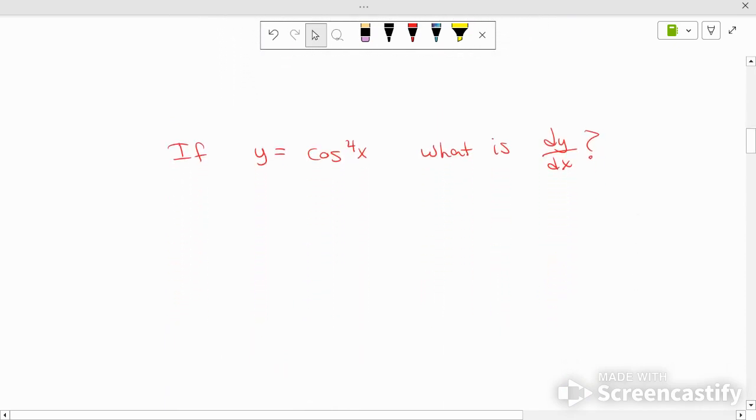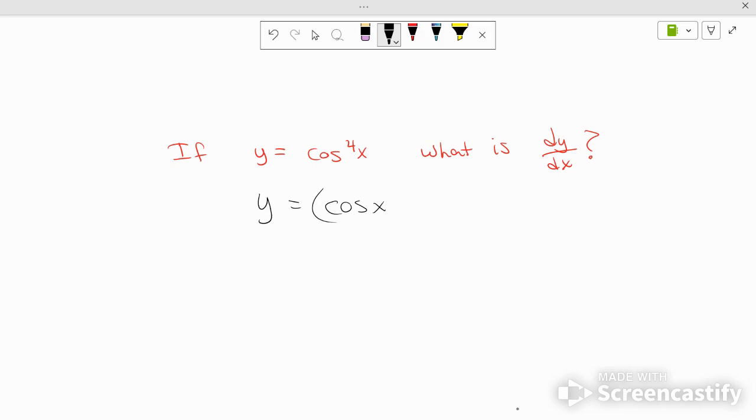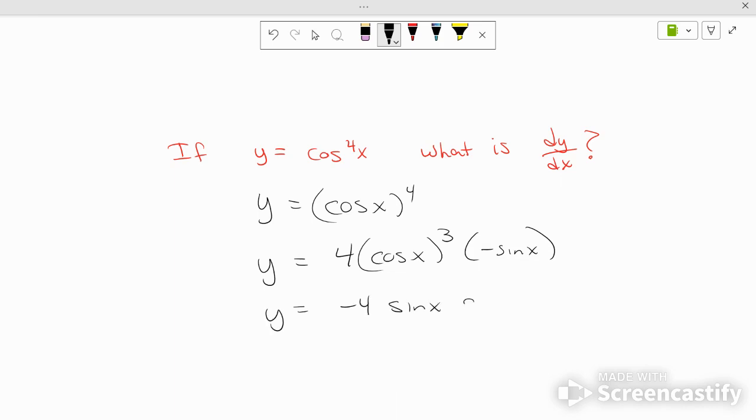What rule is this? Maggie? Chain rule, exactly. So this is really cosine of x to the fourth power. So how do we chain rule this? 4 cosine of x to the third power times negative sine of x, which is negative 4 sine of x cosine cubed of x.